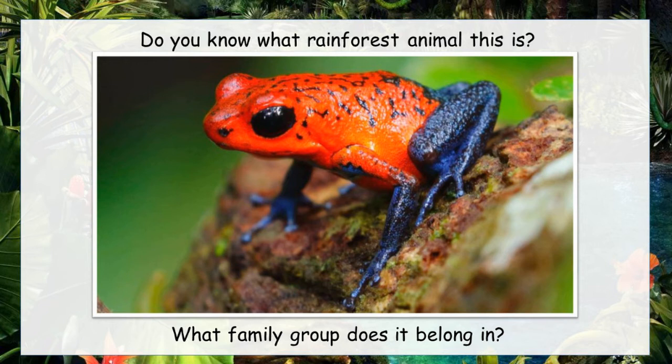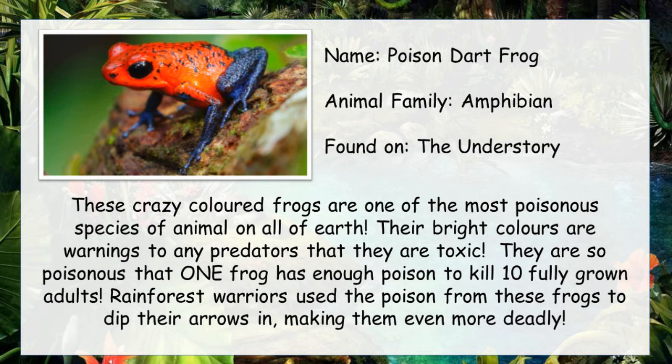This is the poison dart frog. It's from the family group of amphibians, and it's usually found in the understory. These crazy coloured frogs are one of the most poisonous species of animal on all of planet Earth. Their bright colours are a warning to any predator not to eat them because they're toxic. They're so poisonous that one frog has got enough poison to kill 10 fully grown adults. Rainforest warriors use the poison from these frogs to dip their arrows in to make them even more deadly. Let's keep moving. We don't want to stay around this guy for too long.